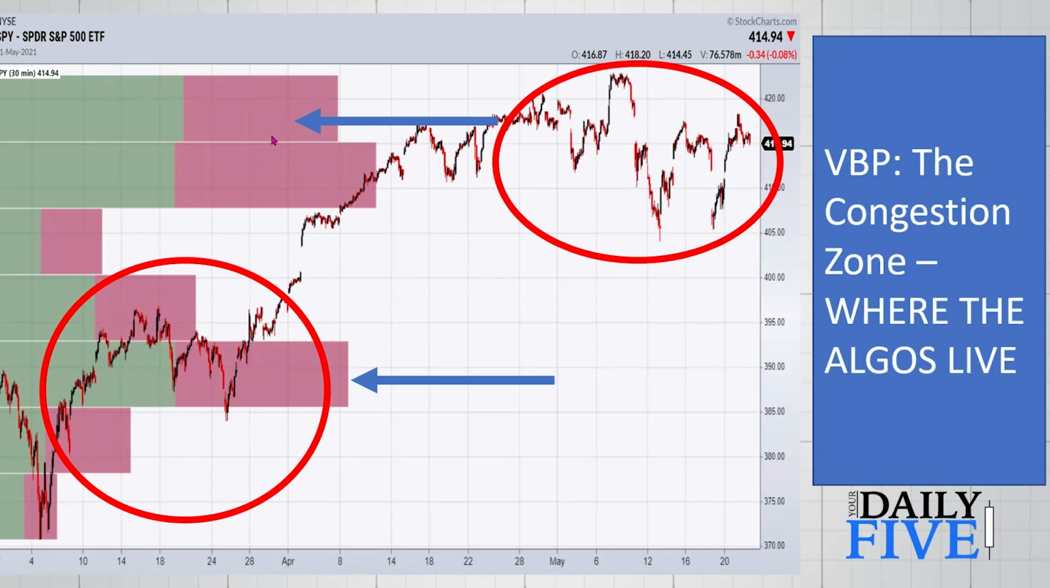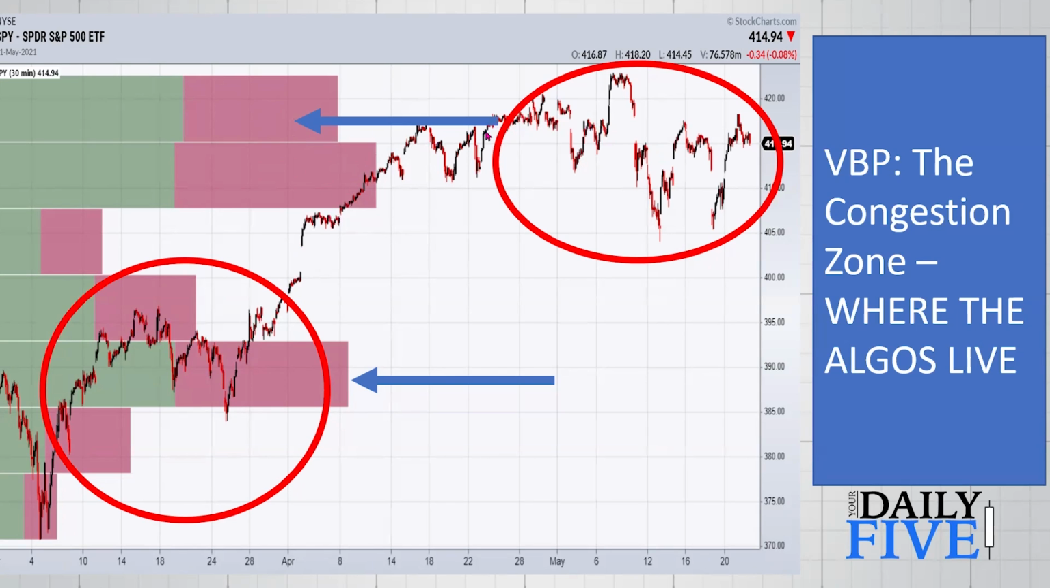Okay. Now, why are these volume by price bars further important? Because the algorithms, especially the market maker robots, home in on these prices. And remember, they see the order flow before anyone else does. So they start making their bets based on the order flow. So when you see prices break out at a cluster of VBP bars, that means the algos are buying.